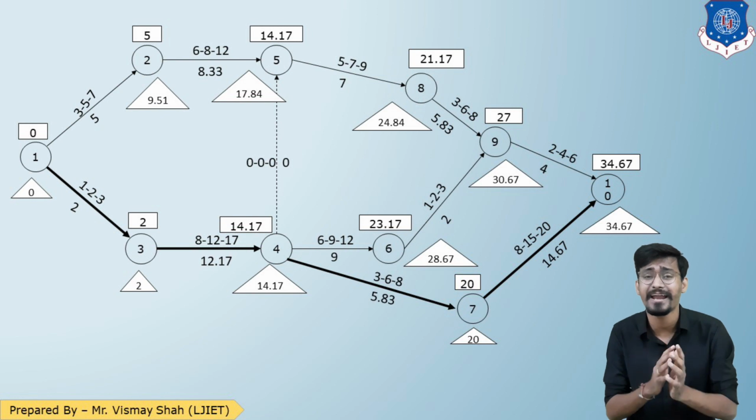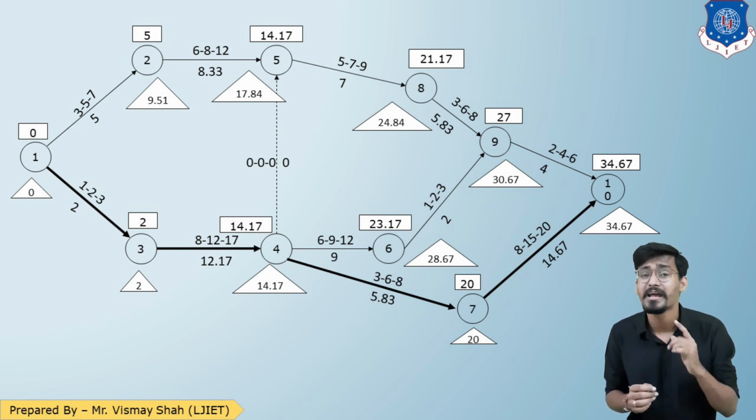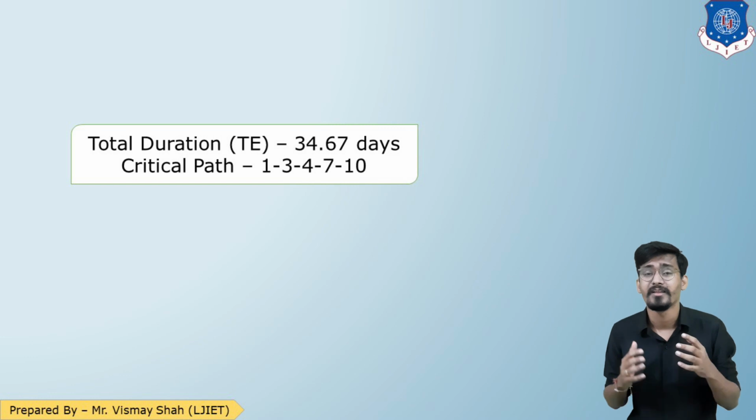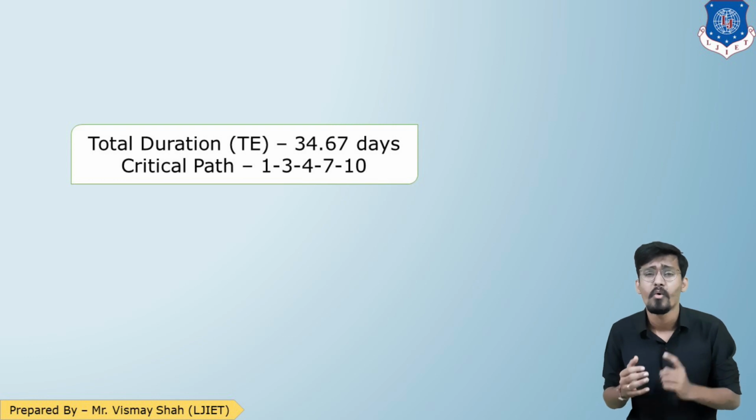Students, I am repeating again how I have decided the critical path. TL minus TE should be 0. So at event number 1, 0 minus 0. Event number 3, 2 minus 2. Event number 4, 14.17. Event number 7, pardon me, 20.20. And event number 10, 34.67. So we can say that the total duration is 34.67 days and the critical path is 1, 3, 4, 7, 10.